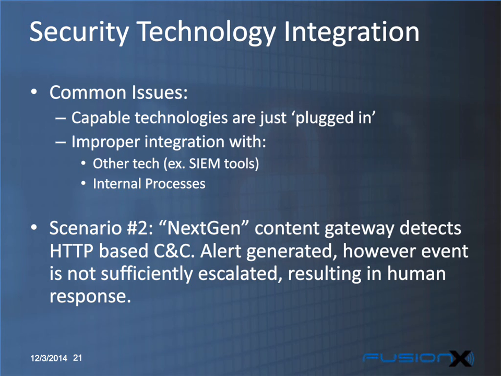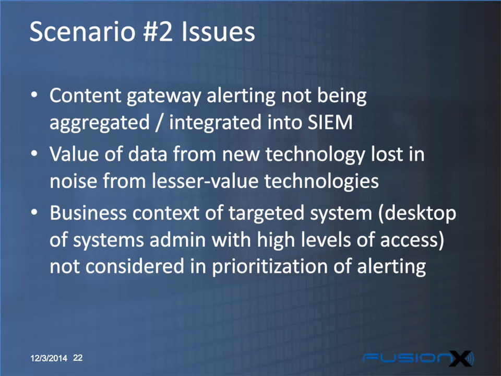So many organizations just plug things in and hope that they'll work. There's often improper integration with things like SIM/SEM tools and internal processes. There's a case study here where a so-called next-gen content gateway detects HTTP-based command and control. An alert gets generated, however, the alert was not sufficiently escalated and never resulted in a human response. It's my understanding, based on public information, that this is what happened with the Target breach: FireEye did say that it actually caused an alert, however, it never resulted in a human response to that alert.